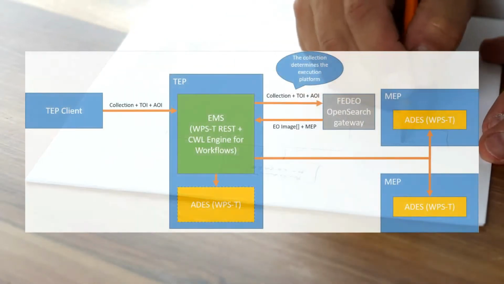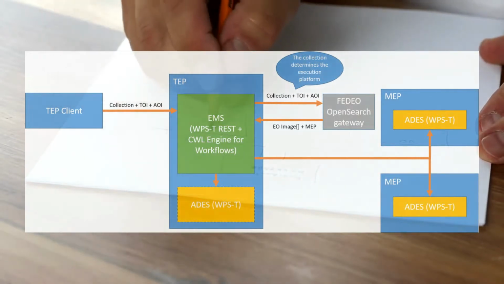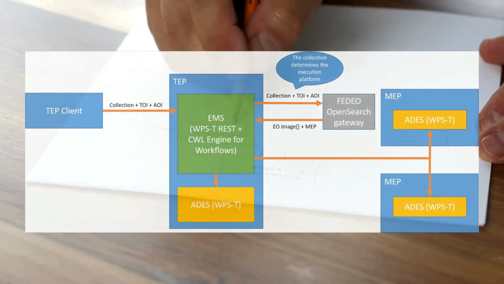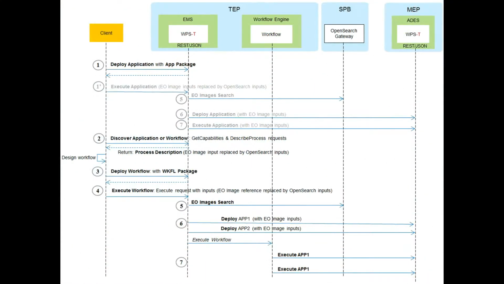The EMS interfaces with the FedEO OpenSearch gateway to identify images of interest and relies on ADS instances for the execution of applications. Spacebel has implemented the following sequence reflecting the statement of work scenarios, which includes the deployment, execution and the monitoring of applications and workflows.